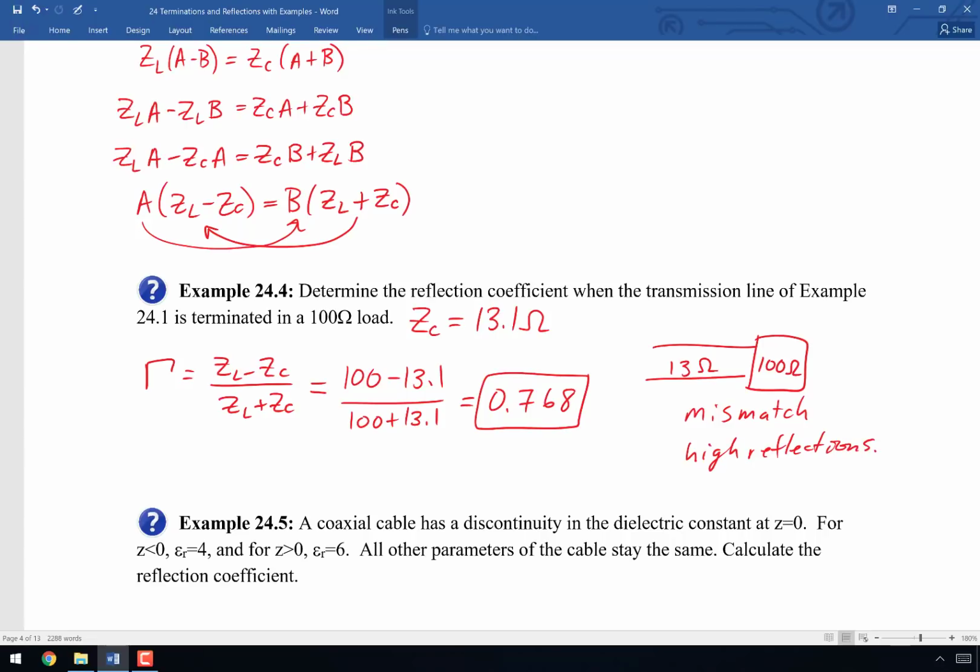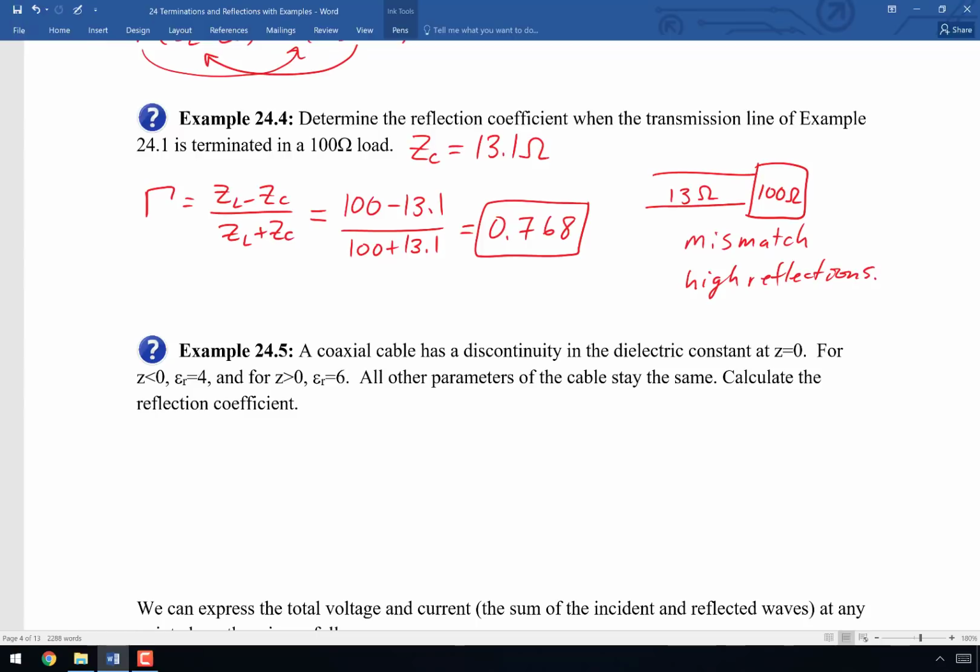Now, a coaxial cable, and this is interesting because we don't have all the information that I thought we would need here, but we have all the information that we do need. A coaxial cable has a discontinuity in the dielectric constant. So I'll draw the cable here. The cable has a break, and on the left of that break, epsilon r equals 4, and on the right of that break, epsilon r equals 6. Everything else is going to stay the same. The inner diameter, the outer diameter, everything else is going to stay the same.